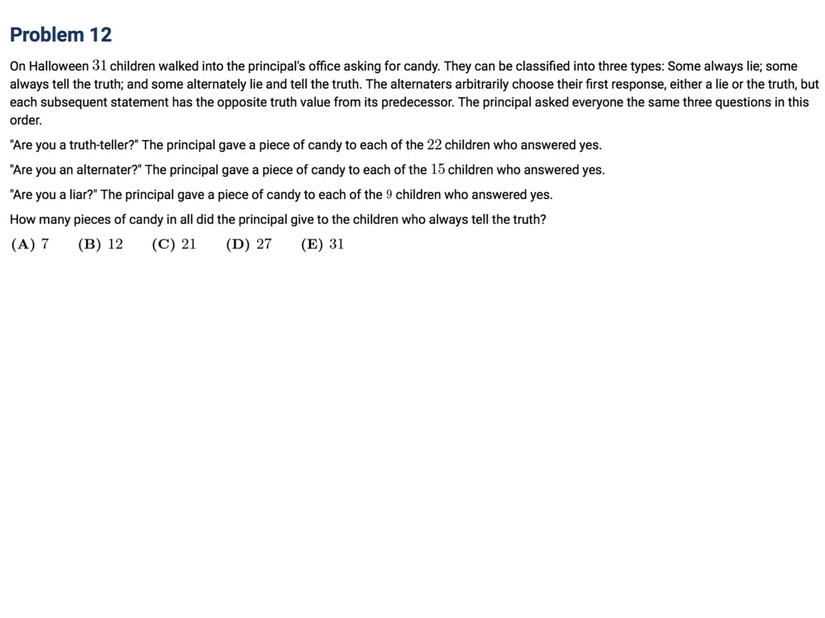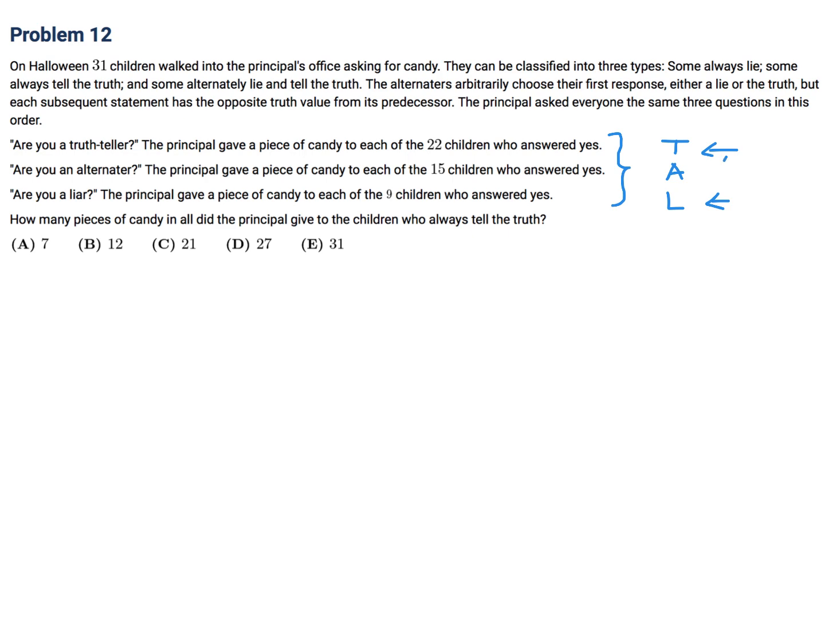All right. So these responses we'll have to turn into an equation. The truth tellers I will call T. The liars I'll call L, and the alternators I will call A. So the ones who always lie are the L's, the ones who always tell the truth are the T's, and the ones who alternate are A's.